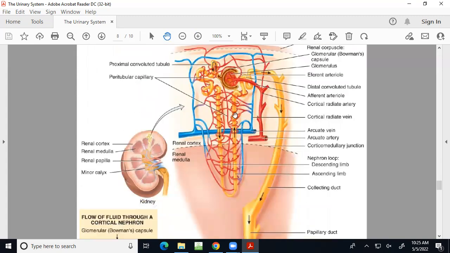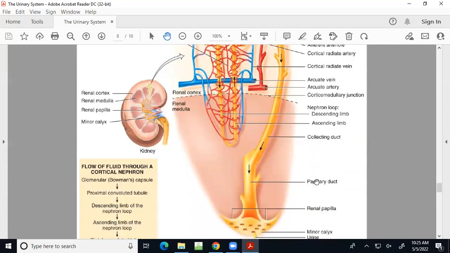Okay, jumping down from there, we already said afferent arteriole. You can skip from there just down to the nephron loop. And it might not be a bad idea, put in parentheses loop of Henle, because that's what it's also known as. Make sure you know the descending and the ascending limbs. Know the collecting duct, the papillary duct, renal papilla, and the minor calyx at the bottom.